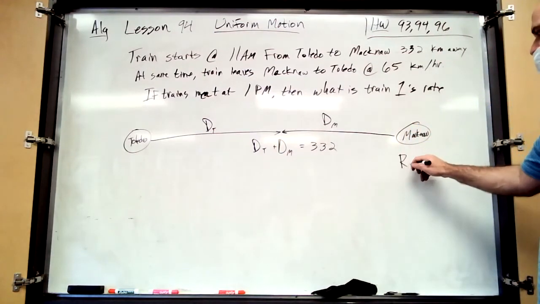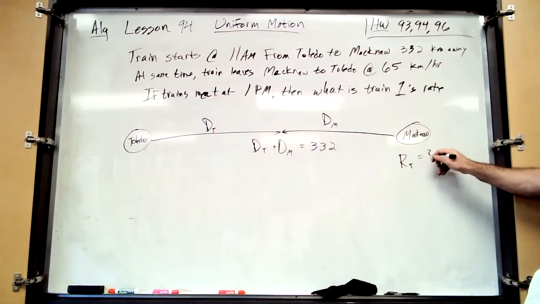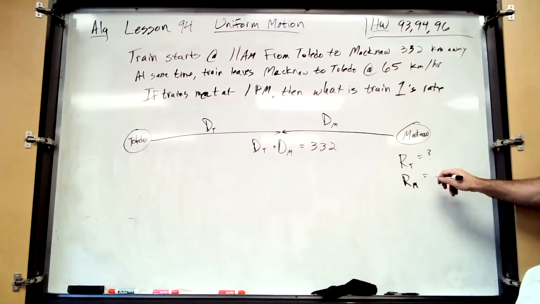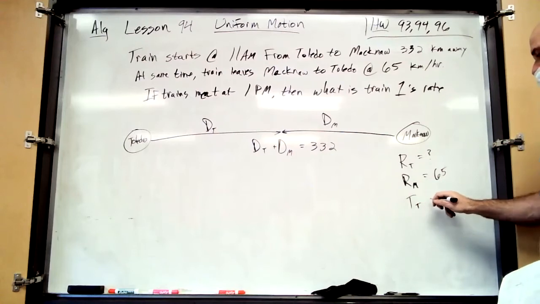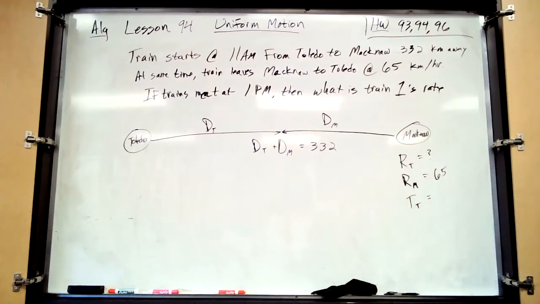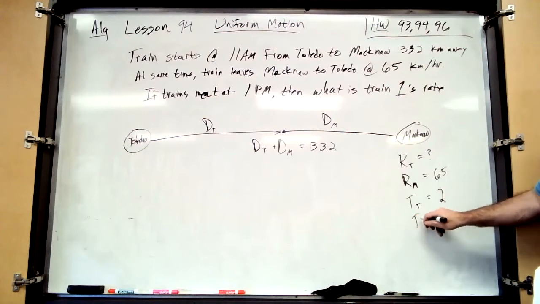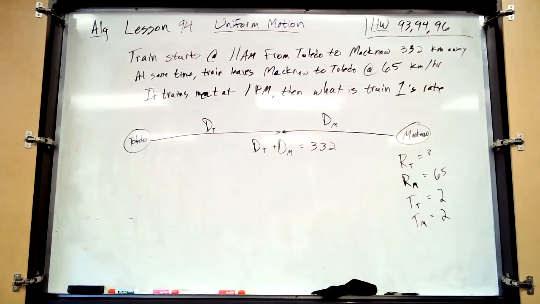Do we know R of Toledo? No, we don't. Do we know R of Mackinac? Yes, it's 65, right? Do we know T of Toledo? Yeah, 2 hours, right? 11 to 1. Do we know T of Mackinac? Same thing. They left at the same time.